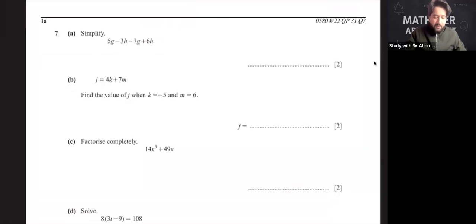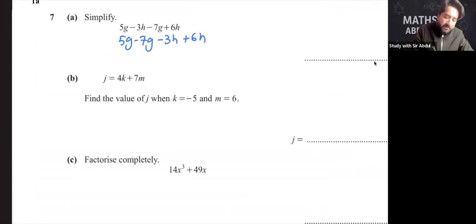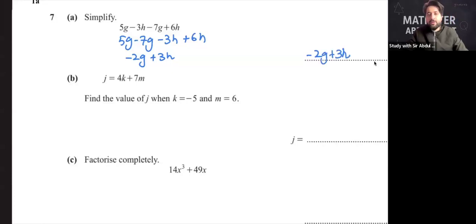Just see that the first question is saying simplify. Okay, so it's simplification. It's 5g minus 3h negative 7g plus 6h. So just rearrange the question. It would be 5g minus 7g minus 3h plus 6h. 5 minus 7 is minus 2g, minus 3h plus 6h is plus 3h, sign of the greater value. So minus 2g plus 3h is your final answer. You can write it as 3h minus 2g as well. It doesn't matter and it will not bother your calculations and your solution for the technical terms.